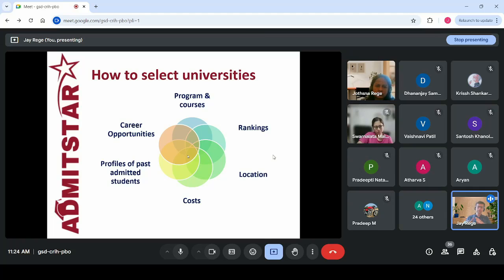Some factors are very easy to get, like the rankings, the program cost, the location. Whereas other factors, like career opportunities and the profiles of past students who have got in, may not be easy to get. But I always feel that, most of you, we are already in September. The fact that you are attending a webinar means that you know you are going to pursue your master's at some point, or at least that is the intent.